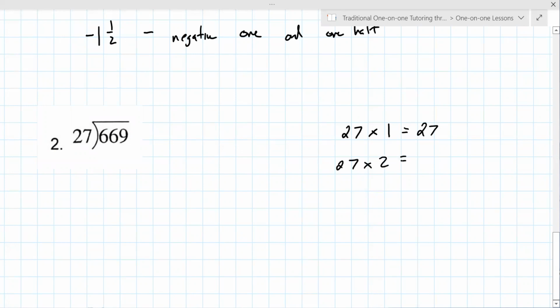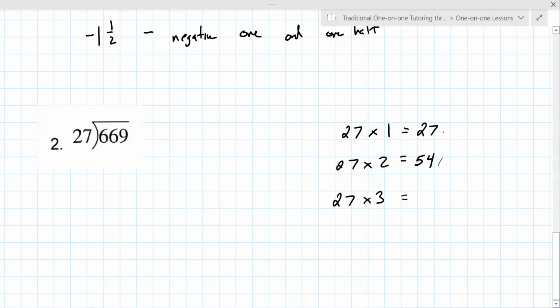27 times 2. If you don't know that right off the top of your head, it's 7 doubled, which is 14. 20 doubled, which is 40. 40 plus 14 is 54. And that is a good way to try to work through this. 27 times 3, you have a choice. You can either multiply or you can keep adding 27.